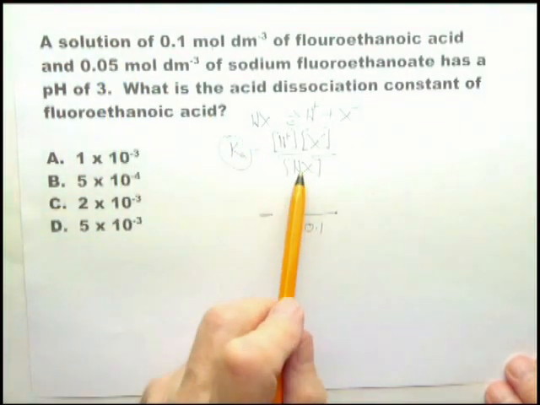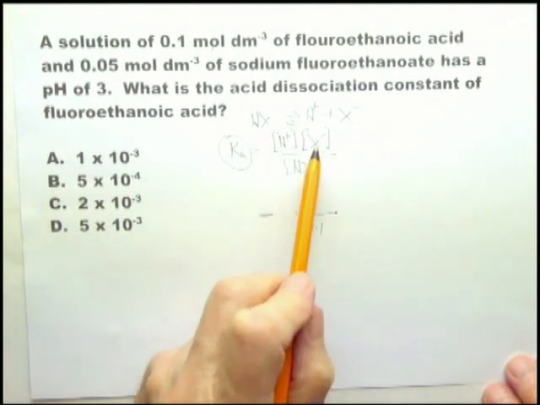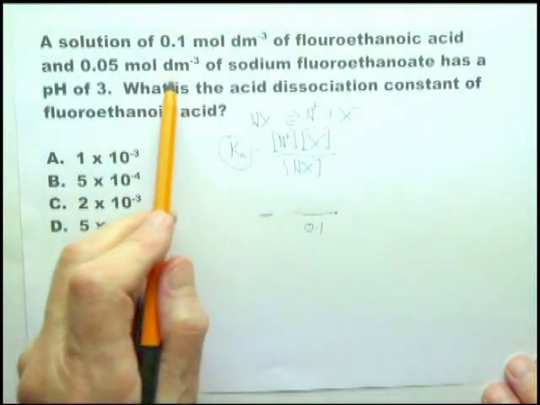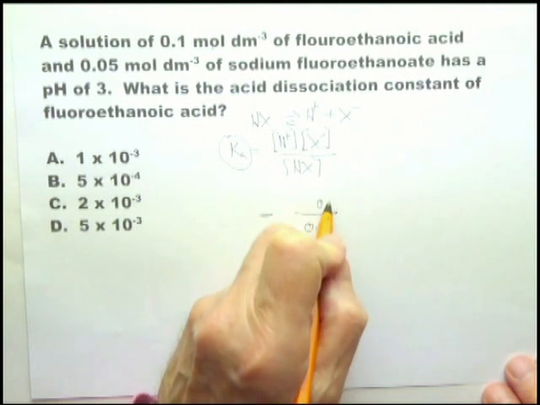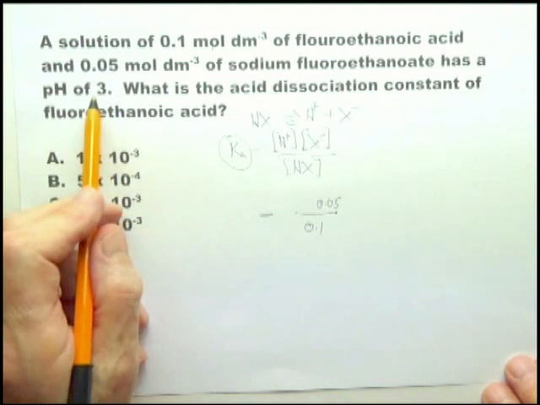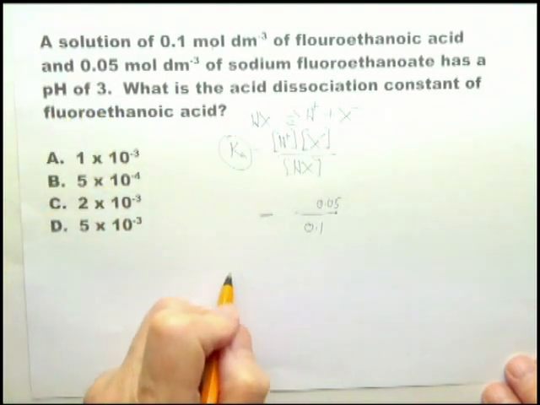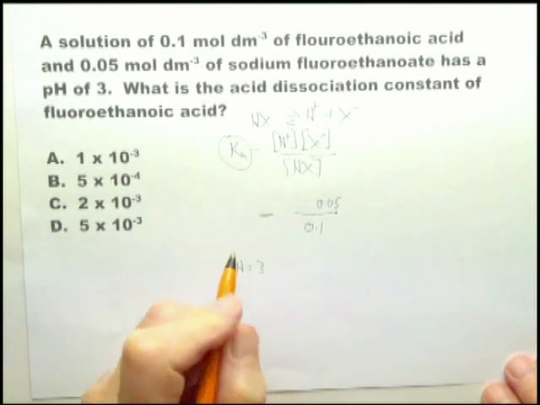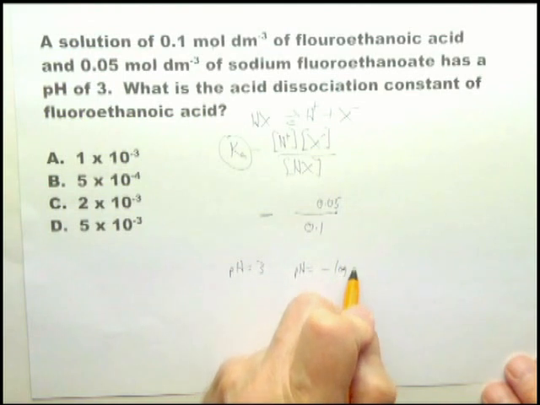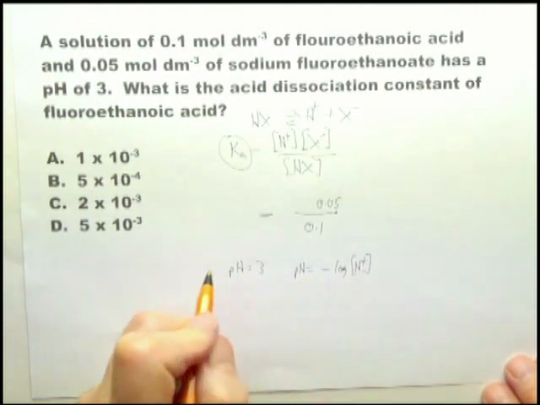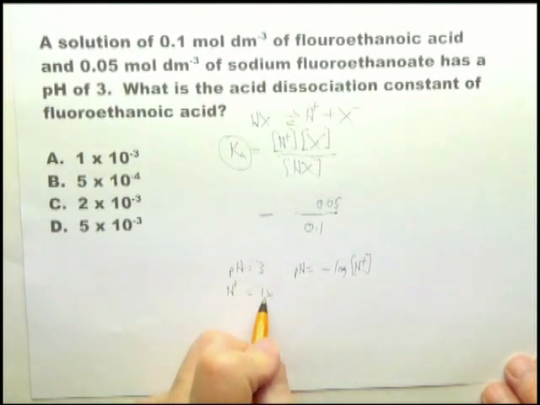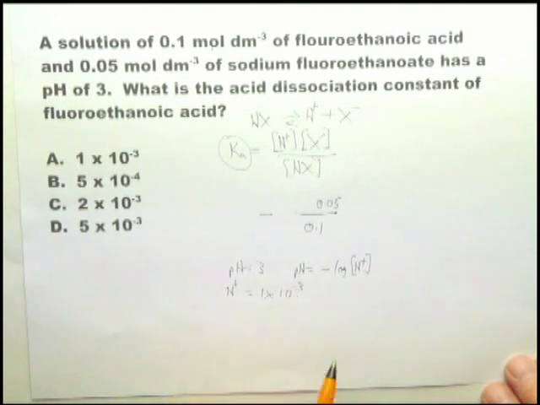So let's go back to this. The concentration of HX is there. The concentration of this, well, they give it to you, it's in this, which is going to be the same as that, 0.05. Now, what is the concentration of H+? Well, they tell you the pH equals 3. If the pH equals 3, you therefore know, because pH equals minus log H+, that the H+ must equal 1 times 10 to the minus 3.